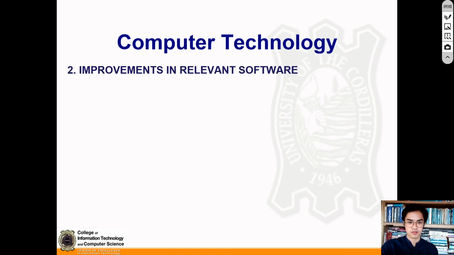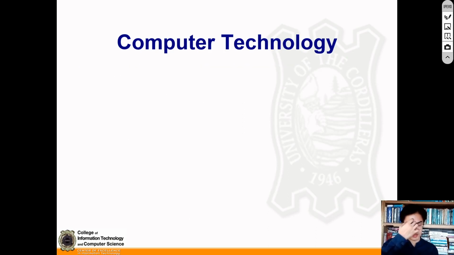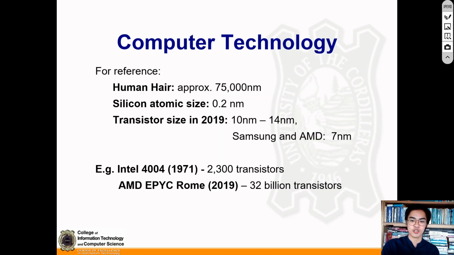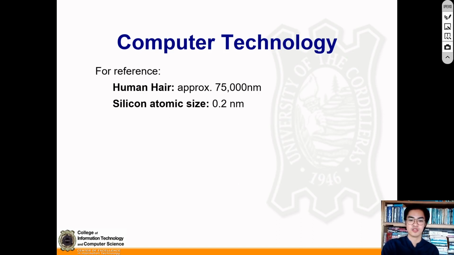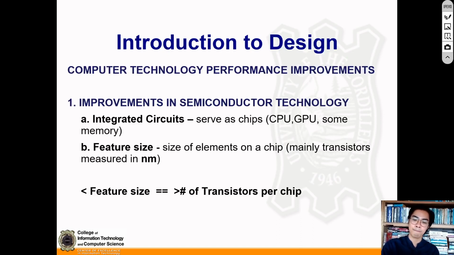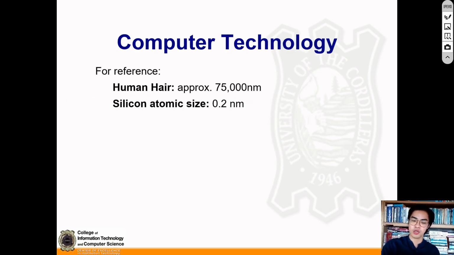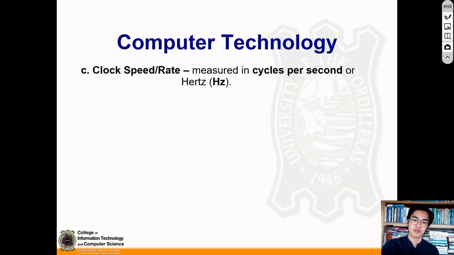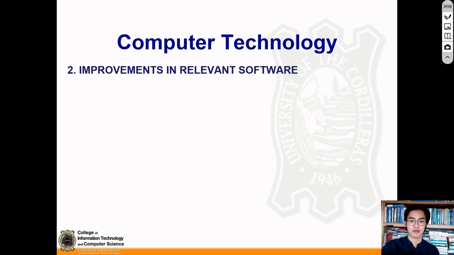All right. So that's the first consideration that we have when we talk about the improvement of processing power. That's more on the hardware. If you look at all of these, it's focused on the hardware. You have transistors, you have chips, you have integrated circuits. But of course, we can't consider computer technology performance improvements based only on hardware. So the second consideration that we have is improvements in relevant software. This comes in two parts as well.